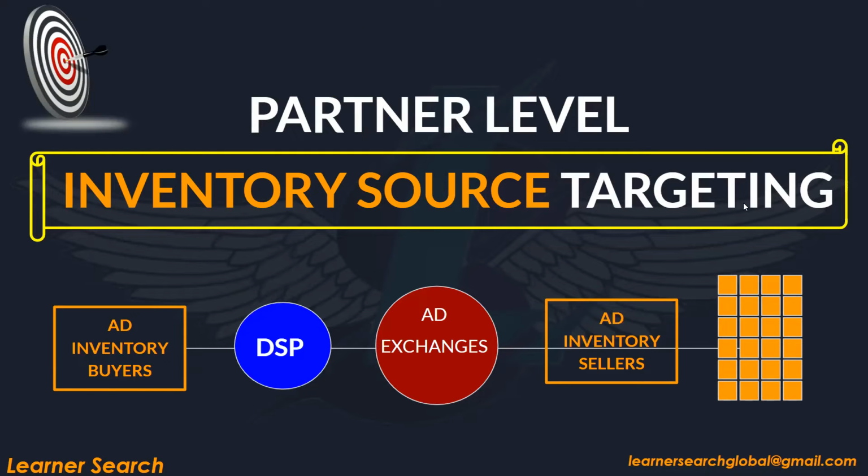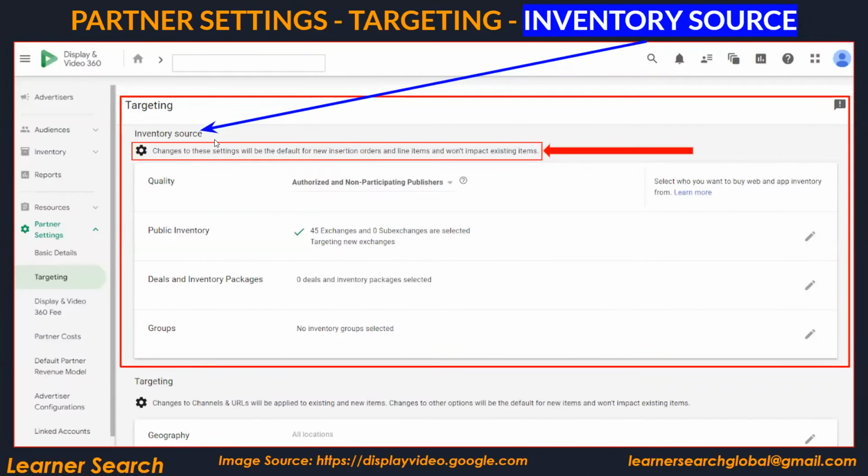Partner level inventory source targeting. In this slide, you can see inventory source targeting available at partner level. This is the partner and this is the targeting. At partner level, go to targeting under partner settings. When you click on this, you can see inventory source targeting. So you can see the same options like quality, public inventory, deals, and inventory packages and groups.